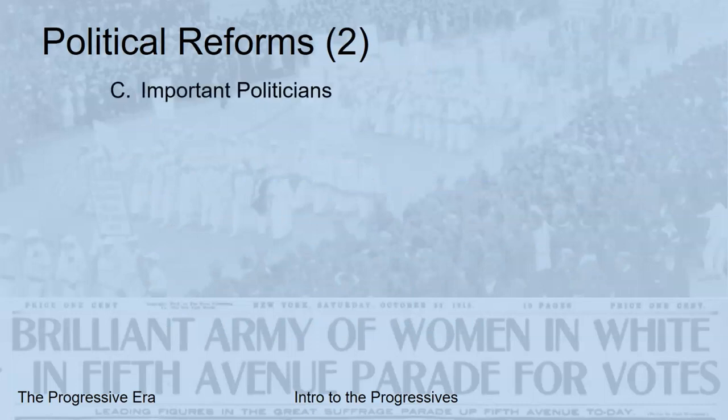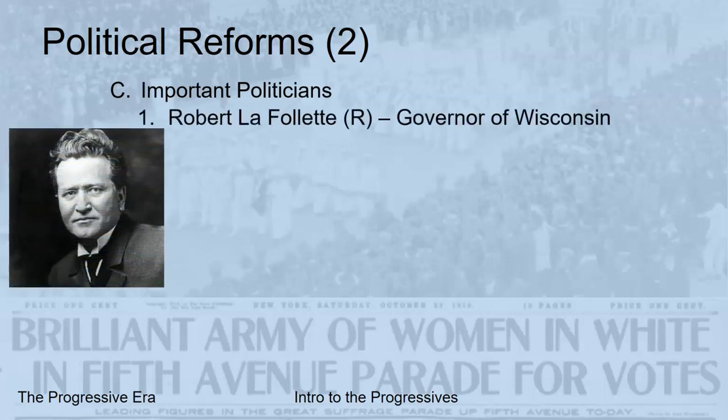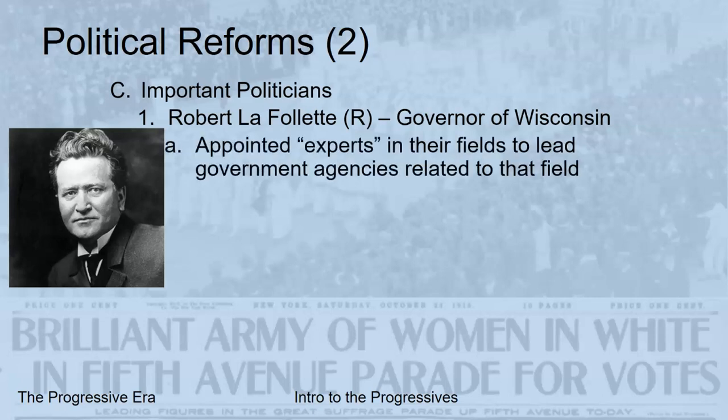A couple of important progressive politicians for this early part. Probably the most important one that you need to know is going to be this guy named Robert La Follette. Robert La Follette is the governor of Wisconsin. One of the things that he does is he appointed people who were experts in a given field to lead government agencies that were related to that field.